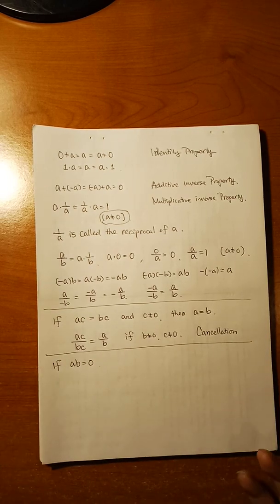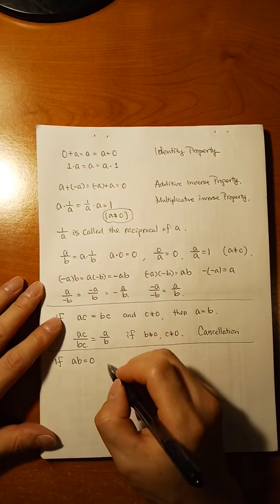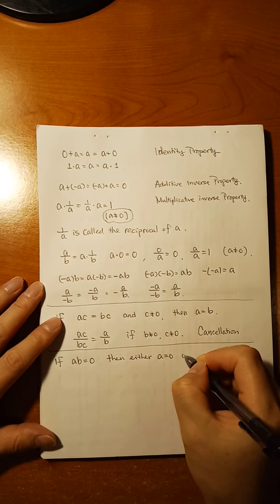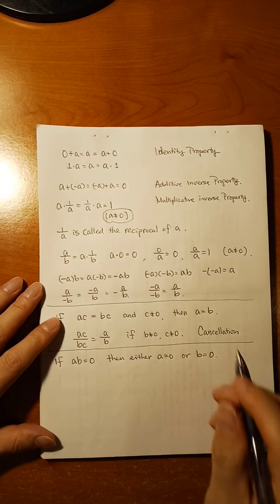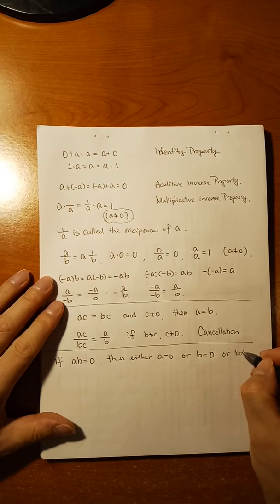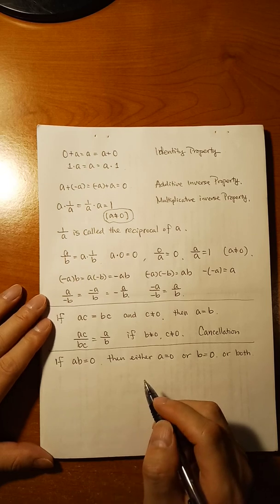And if you have a product of two numbers equal to 0, 2 times 1 is 2, 2 times 6 is 12. If you have two non-zero numbers, their product is never equal to 0. But if you have a zero product, then either A is 0 or B is 0, or both, of course. You can conclude that at least one of those two numbers must be 0. Okay?